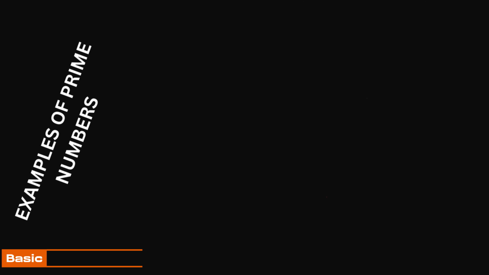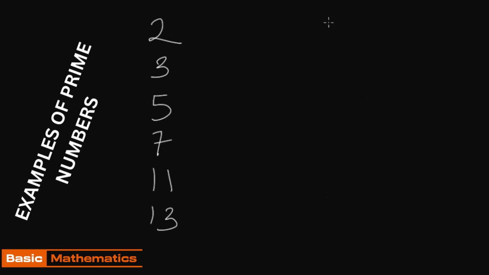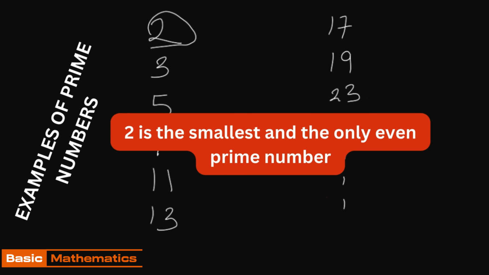Examples of prime numbers are 2, 3, 5, 7, 11, 13, 17, 19, 23, 29, and the list goes on. Now, it is important to note that 2 is the smallest and the only even prime number.